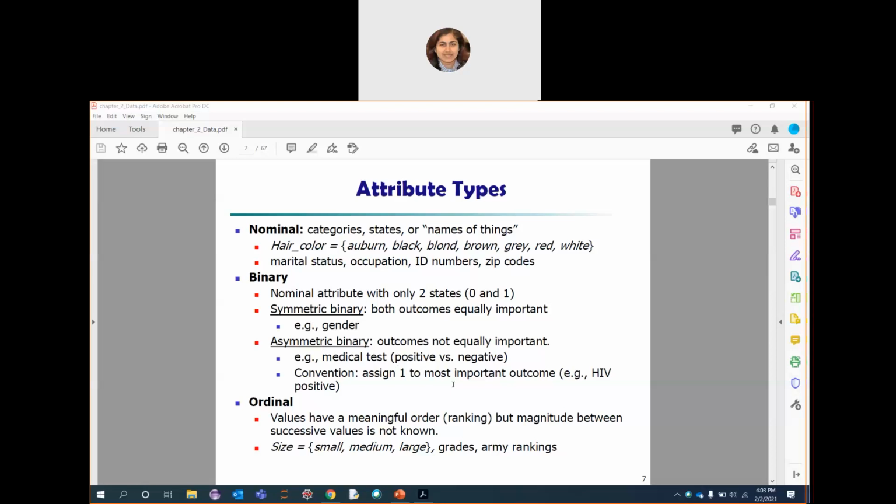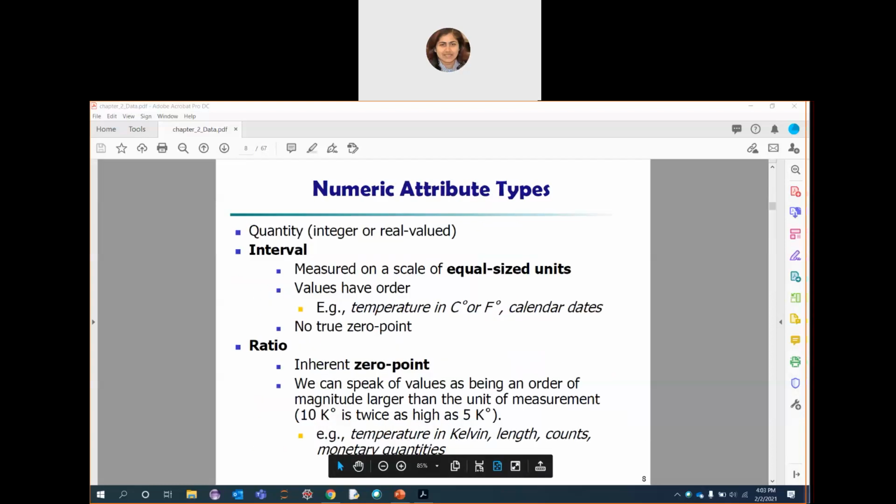Then comes your ordinal. So ordinal attributes mostly have some meaningful order, and some of the examples are given here. Then comes interval. So intervals are measured on a scale of equal sized units. The values of interval scaled attributes can have order. They can be positive, 0, or negative. Basically measured on the scale of equally sized units. Some of the examples are given also.